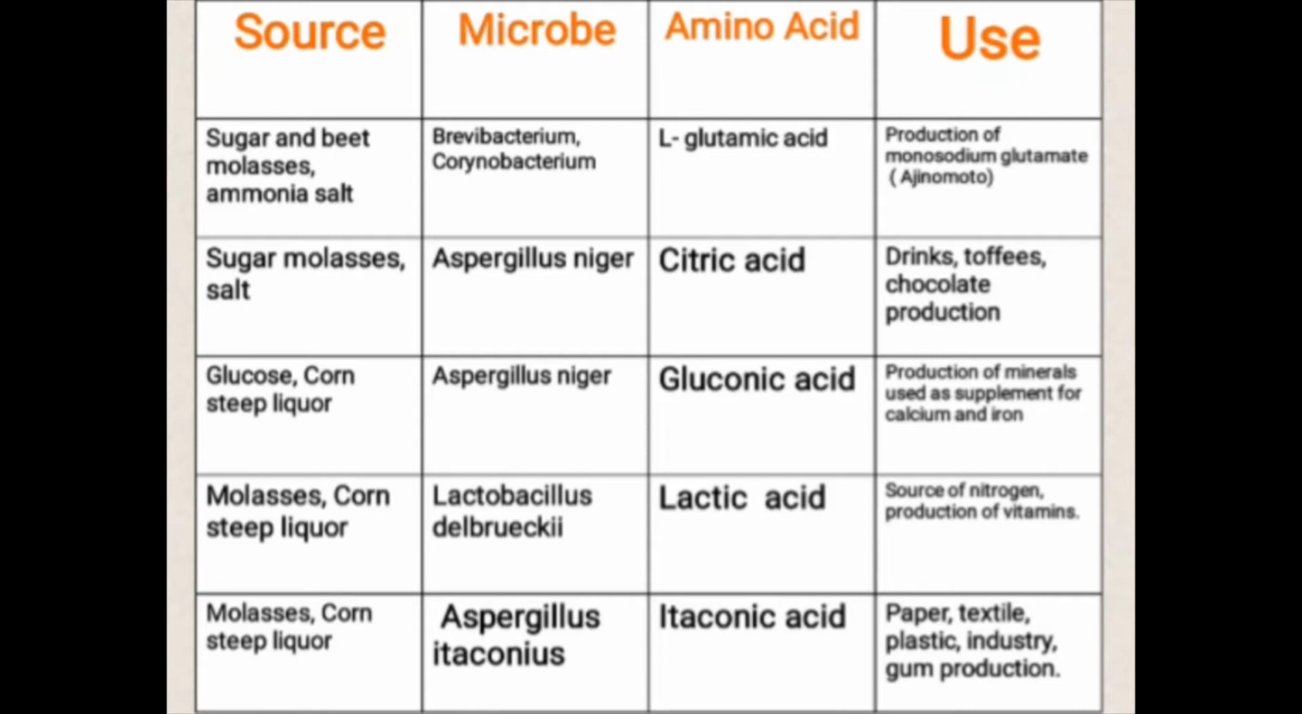Source: glucose corn steep liquor. Microbe used is Aspergillus niger. Organic acid which is produced here is gluconic acid, which is used in production of minerals used as supplement for calcium and iron. Source: molasses corn steep liquor. Microbe used here is Lactobacillus delbrueckii. The organic acid which is formed here is lactic acid, which is used as source of nitrogen and in production of vitamins. Source: molasses corn steep liquor. Microbe which is used here is Aspergillus itaconicus. The organic acid which is produced in this case is itaconic acid, which is used in paper, textile, plastic industry and gum production.